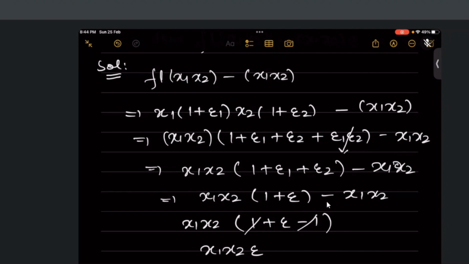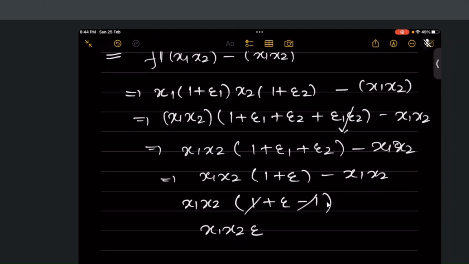I think you might be making some mistake here. That's why you are getting a different expression. Ma'am, I just said x1 x2 into, in place of epsilon, epsilon 1 plus epsilon 2. That is correct. Actually, your voice is breaking, or maybe the problem is on my end. So now this is the final expression for this.